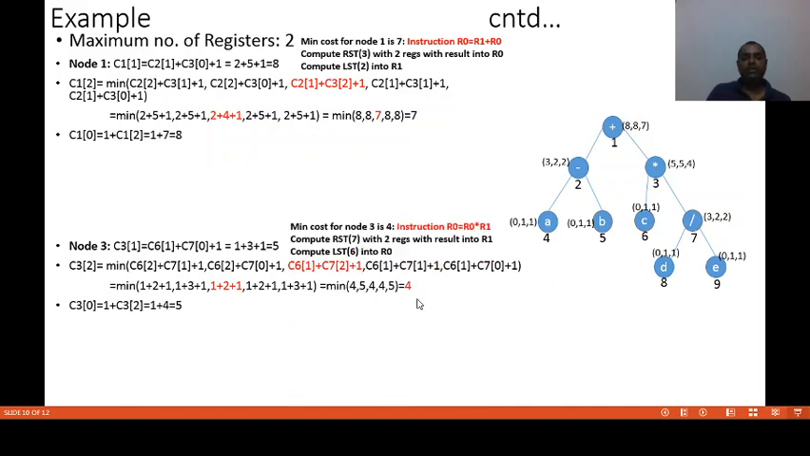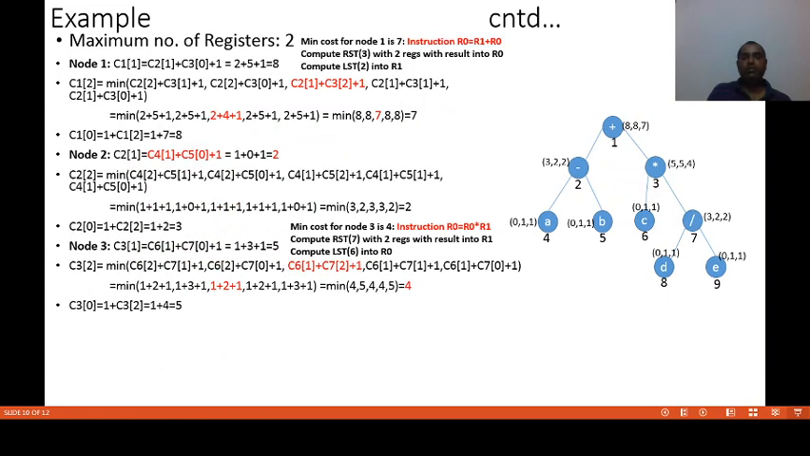So you can see here the generated code is what? R0 equal to R0 times R1. I am using 2 registers here for node 3. Compute right subtree 7 with 2 registers. You can see here it is computed by 2 registers. And compute left subtree 6 by using R0, only 1 register. In this way, now generate the code for node 2.